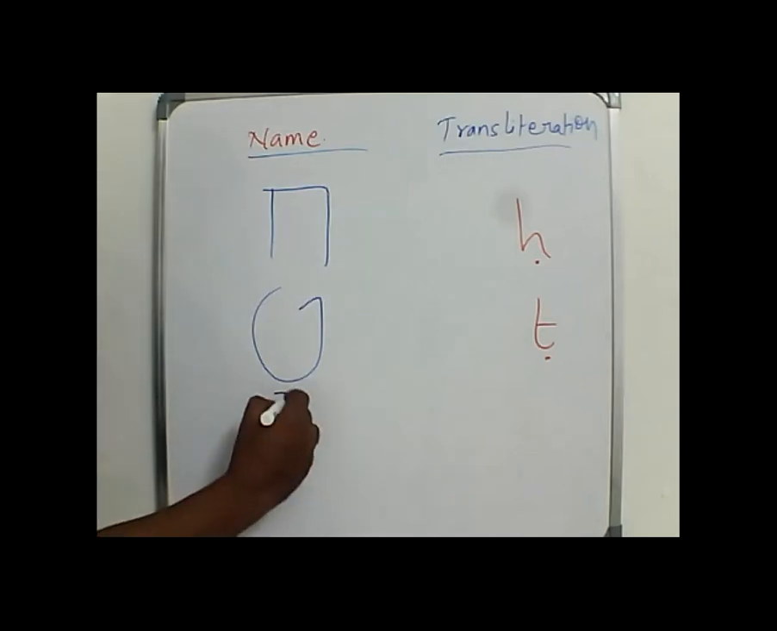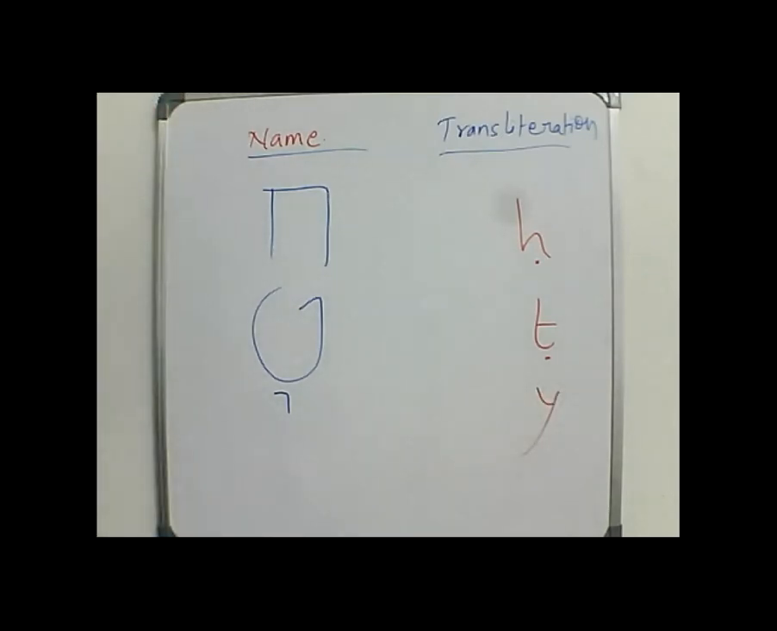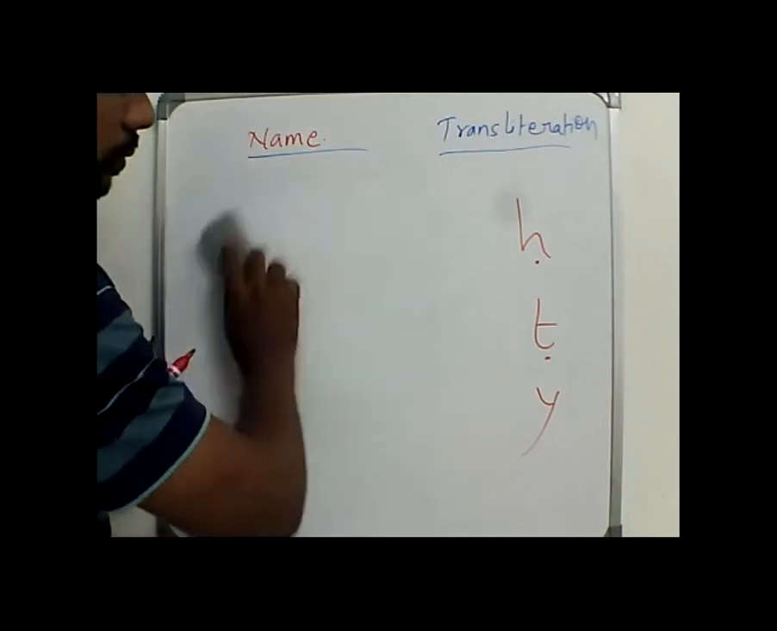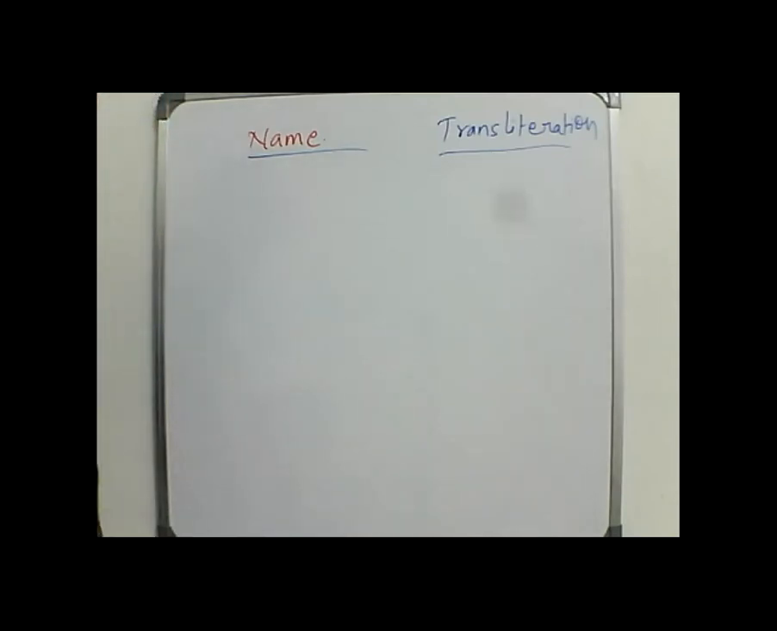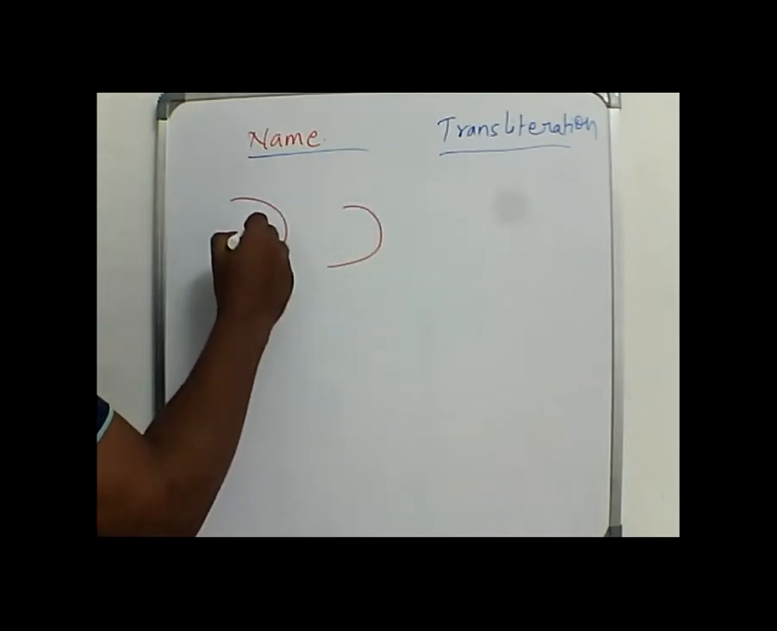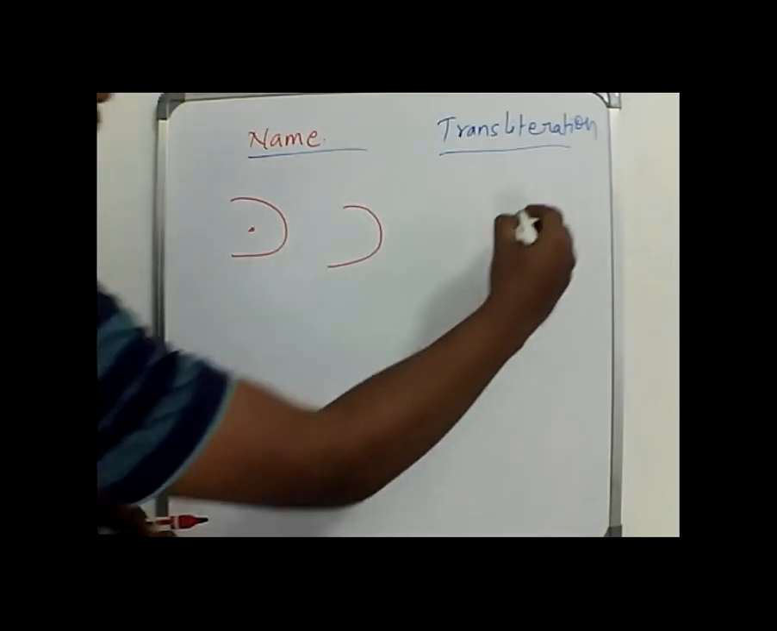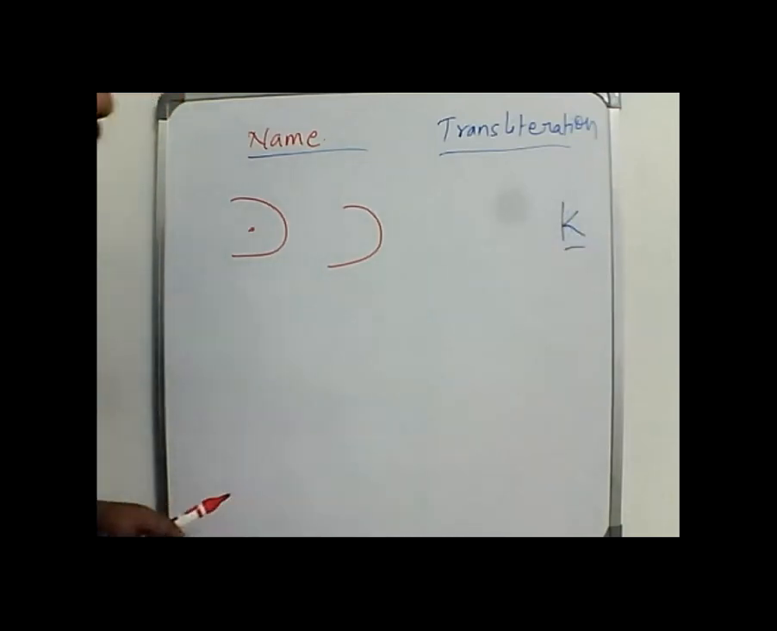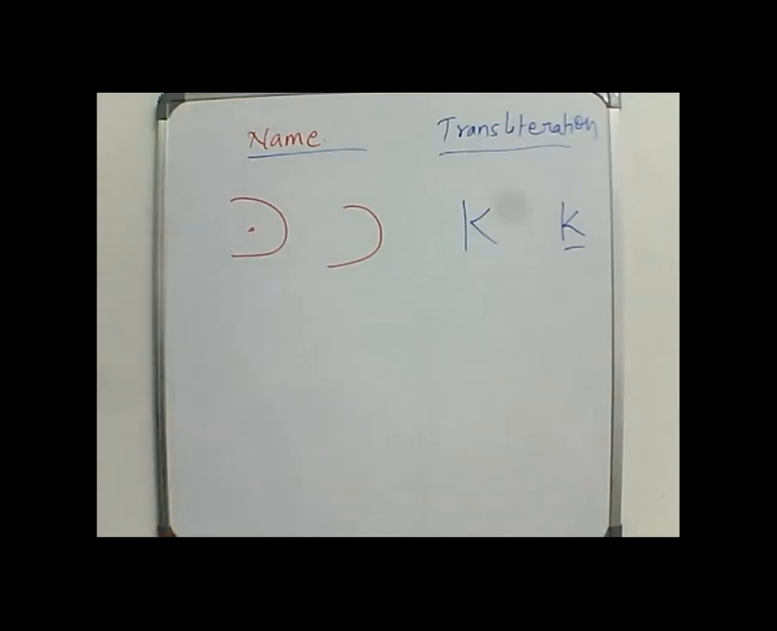And Yod should be Y. Okay. For Yod, it is Y. And lastly, Kaf. There are two different Kaf. So if it is without a dot, it is K with a small dash downside, and if it is with a dot, it is K. Okay.